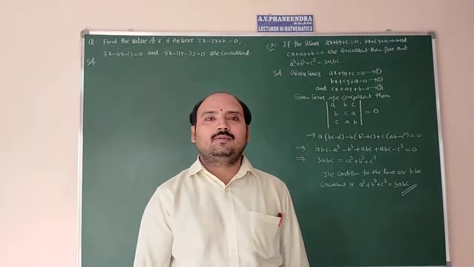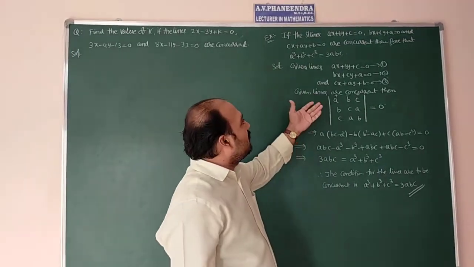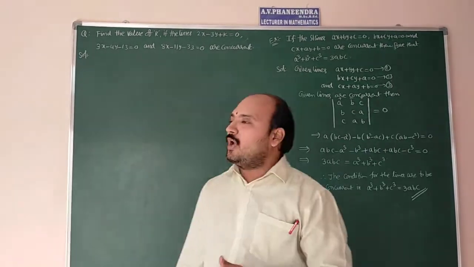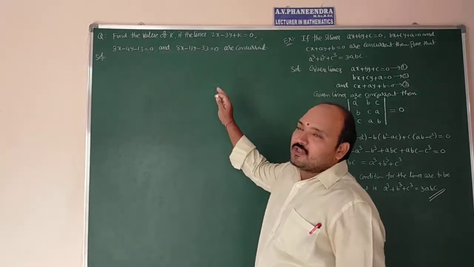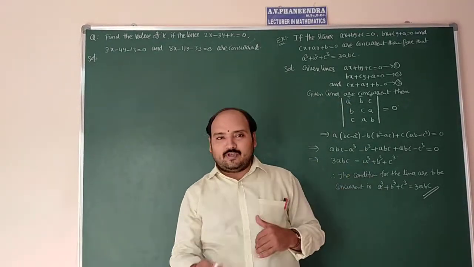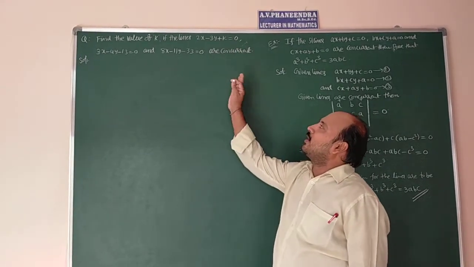Next question. In the previous question, we proved that the lines are concurrent by using the determinant method. Now I am going to apply the same concept to this question, but in a different way. Find the value of k if the lines are concurrent.